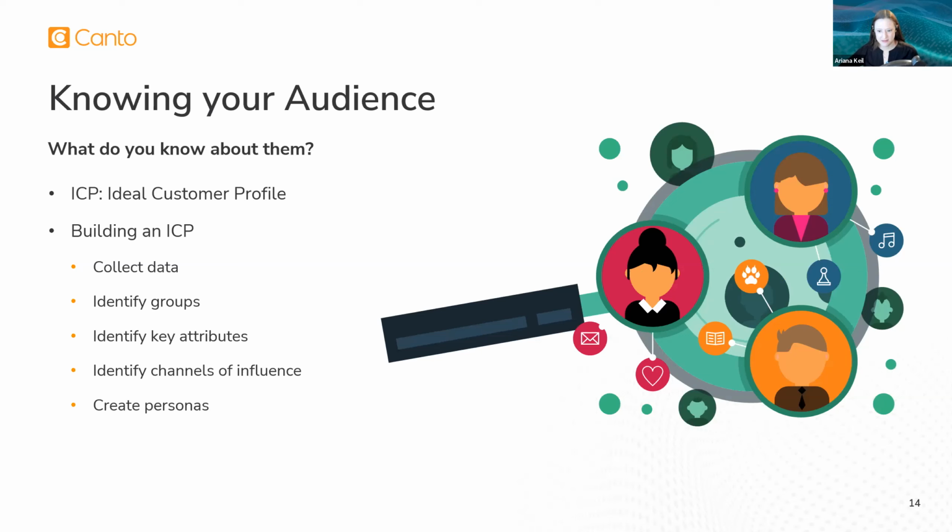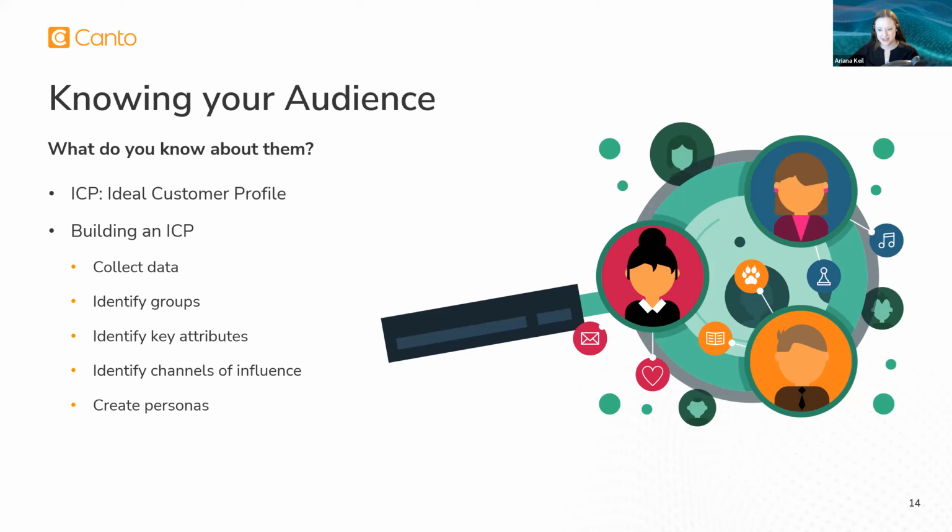So to build an ICP, you need to start collecting data. You need to identify groups. And again, these groups in your case could be donors, the impacted community, your volunteers, any other group that your content needs to reach. You need to identify key attributes. Once you know the groups, look into the data and see if you can identify common attributes. What languages do they speak? What hobbies unite them? Are there shared values or affiliations that they have in common?